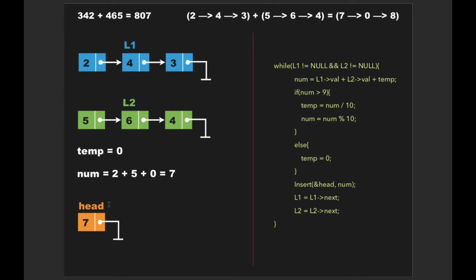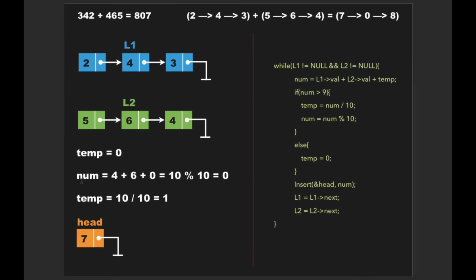And again, we calculate the value of num as 4 plus 6 plus 0, which is 10. Since the value of num is greater than 9, we make temp equal to 1 and num equal to 0. So we insert 0 into the new linked list and then increment L1 and L2.